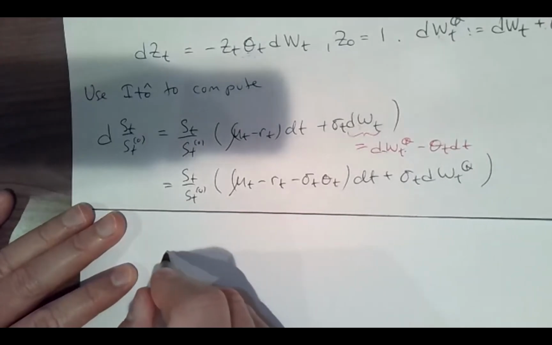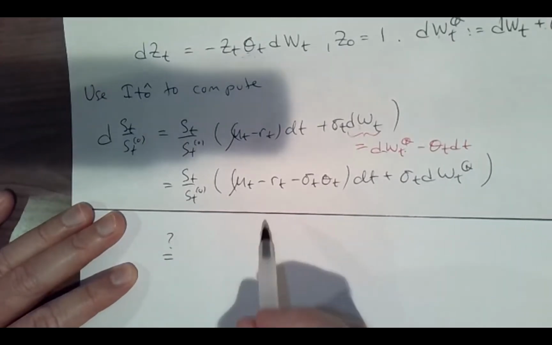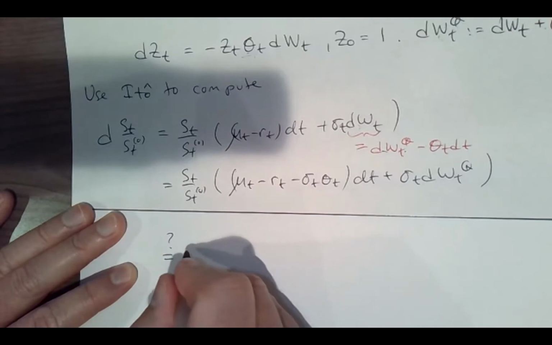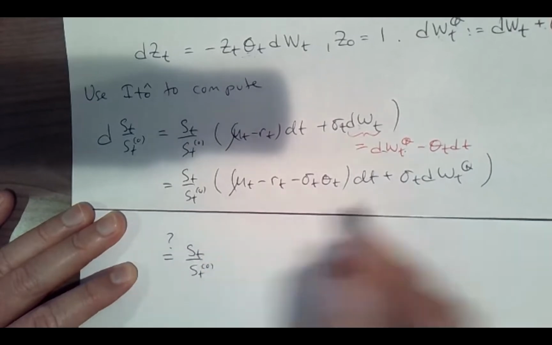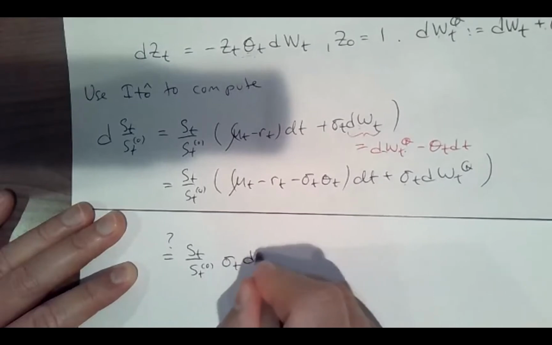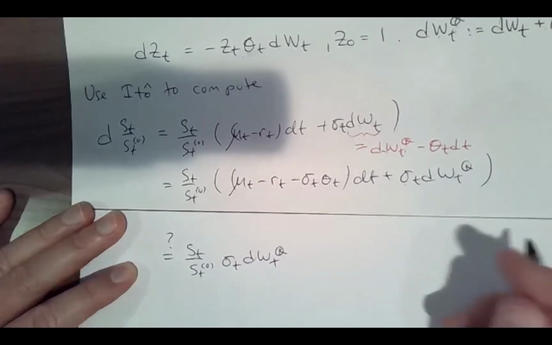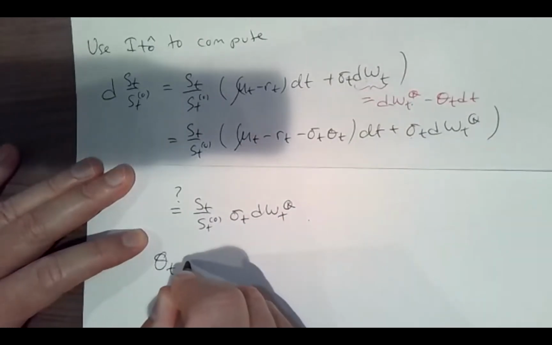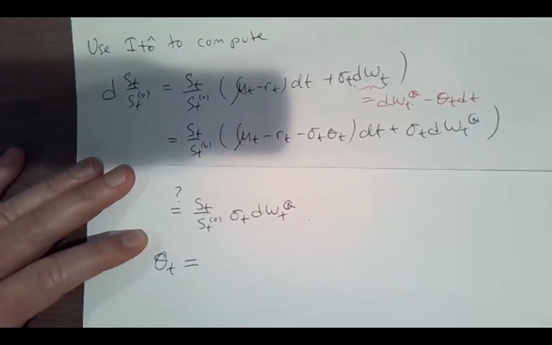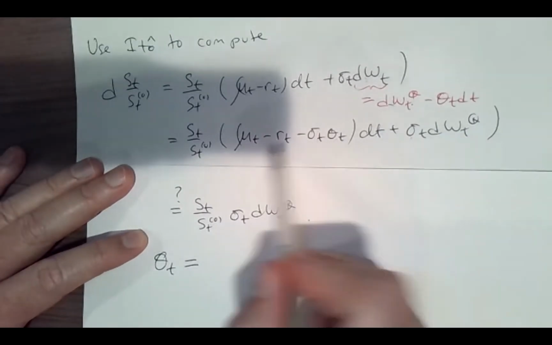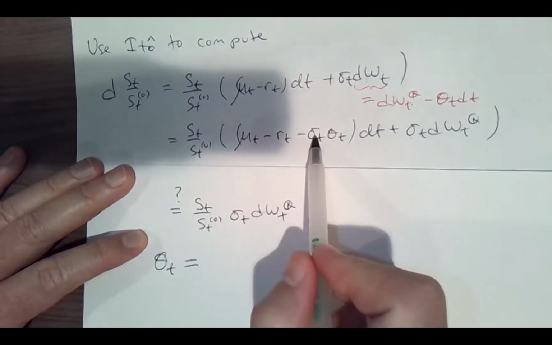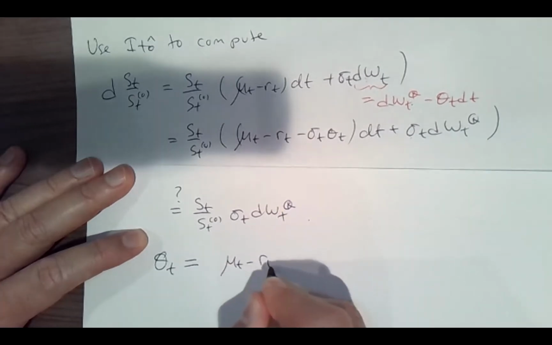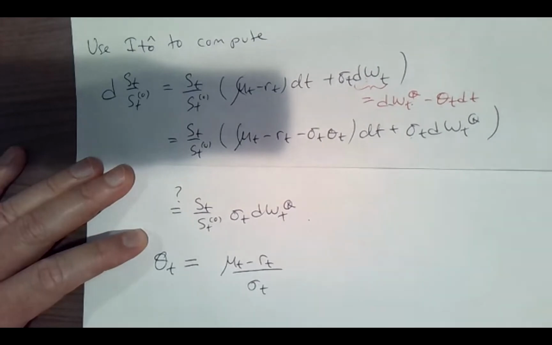And what I want is, this is the goal, I want to be able to write this as a martingale. That means there should be no dt, we should only have this second term over here. So I want to write this as S_0 and then sigma dW_t^Q. So for this to hold, we need theta_t to be something very specific. We need theta_t to ensure that this drift here is equal to 0. And so we need theta to be (mu_t minus r_t) over sigma_t.